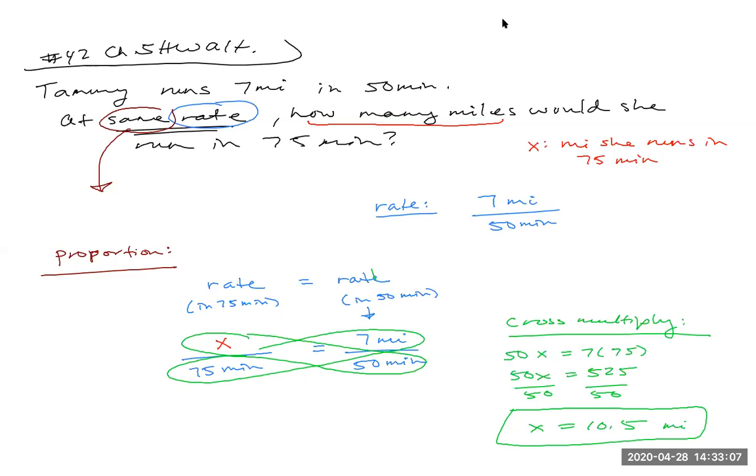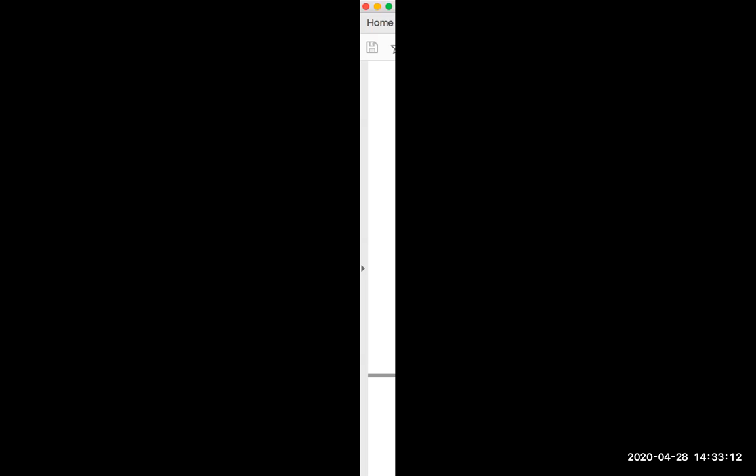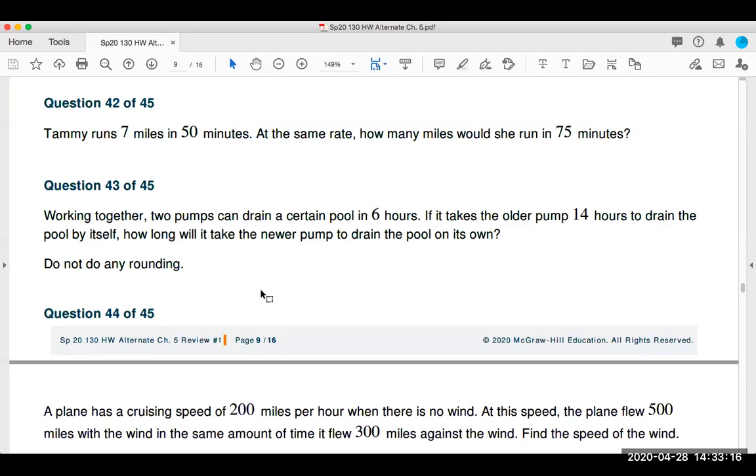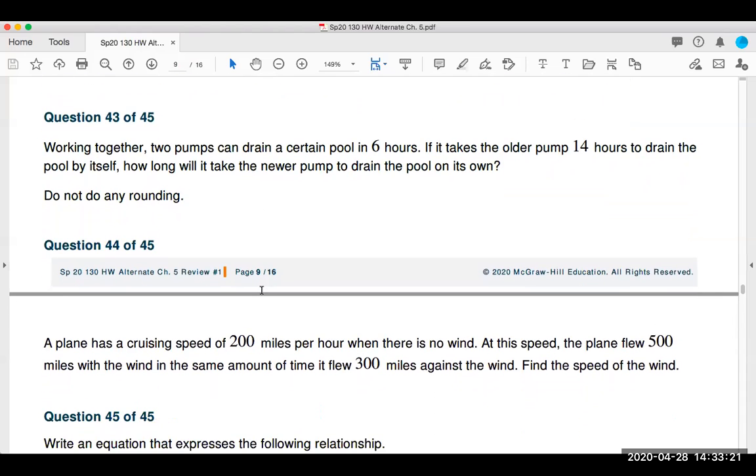Let me go ahead and go back. Okay, to number 43. Working together, 2 pumps can drain a certain pool in 6 hours. If it takes the older pump 14 hours to drain the pool by itself, how long will it take the newer pump to drain the pool on its own? Do not do any rounding. So for this one, let me give a little background on this page first. These are work rate problems.